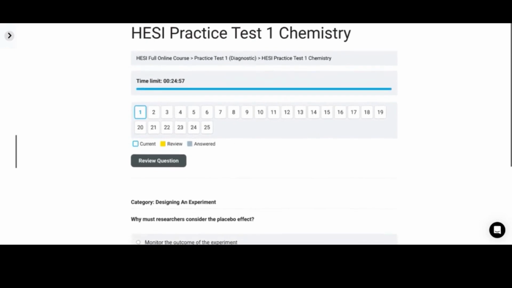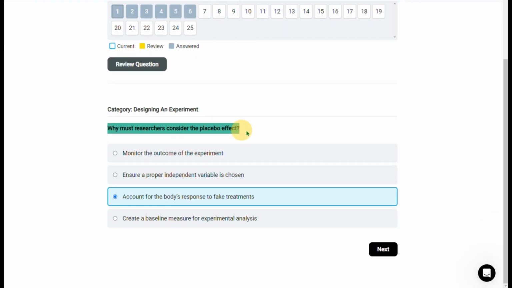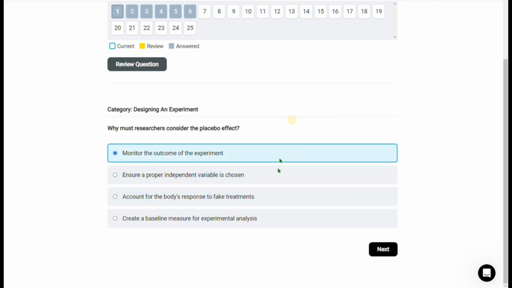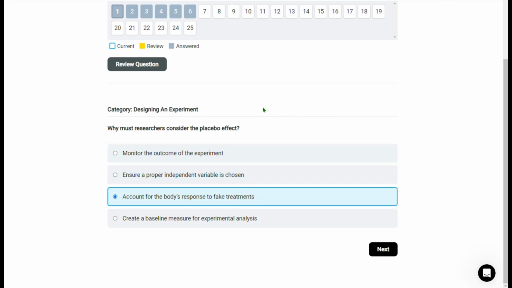Starting off, why must researchers consider the placebo effect? So, the correct answer would be to account for the body's response to fake treatments. It may help to think of what the placebo effect actually is. In essence, a placebo is something that is given to a patient or a test subject that is not the drug of interest. It could be a sugar pill or even a different drug, but the main point is that it is not going to elicit the effect we are looking for.